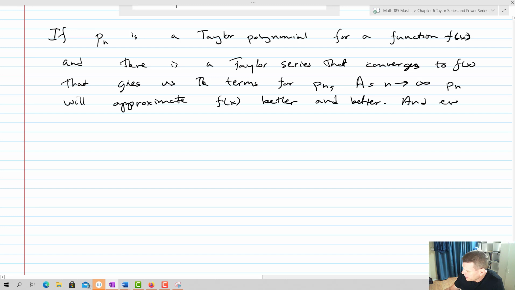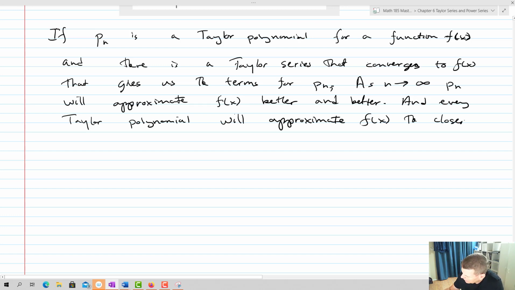And every Taylor polynomial will approximate f of x the closer it is to a. So as we increase our n, as we get more and more terms inside of our Taylor polynomial, we get a better approximation. And in addition to that, the closer that we are to a, the better our approximation actually gets. The farther off we are, the less confidence that we can have in our Taylor polynomial as an approximation tool.